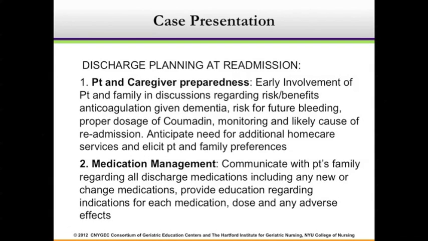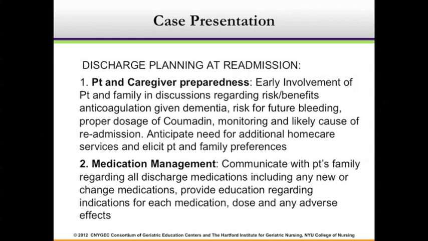So at this admission, the discharge plan included involving the family early on. The family meeting included discussions regarding risks and benefits of anticoagulation given patient's dementia, risk for future bleeding, proper dosage of Coumadin, and monitoring, and likely cause of readmission. Patient's family was involved in decisions regarding need for additional home care services, and we elicited patient and family's preferences.